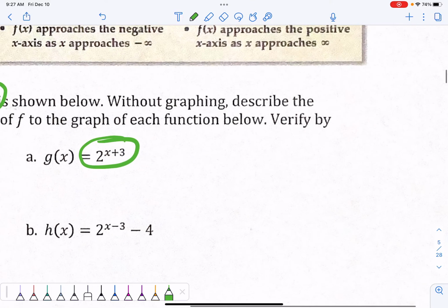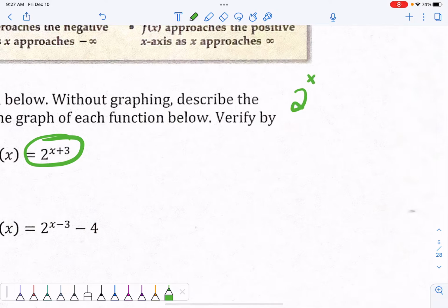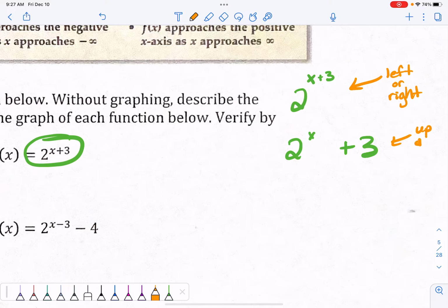Now, there's a difference between 2 to the power of x plus 3 and 2 to the x power plus 3, okay? So here's the difference between those two. This one is going to be shifting the graph left or right, and this one's going to be up and down. More specifically, this one's going to be up 3, and this one is going to be going to the left 3. So the plus, this is kind of like in parentheses, the plus there actually means the opposite of what you think it is.